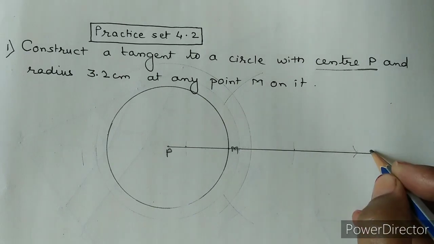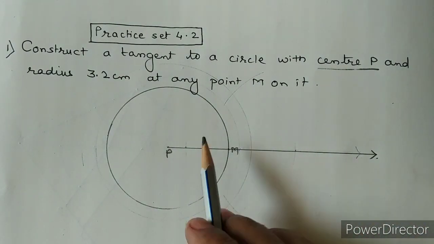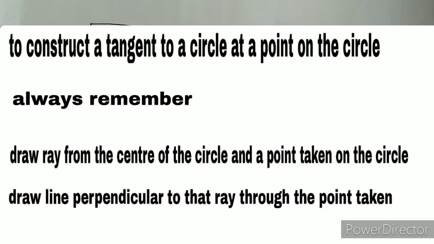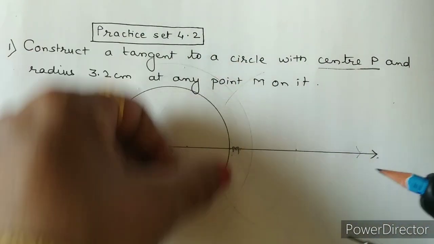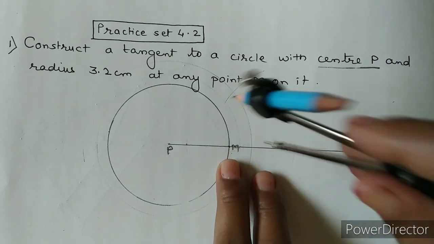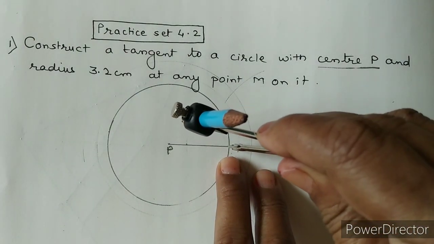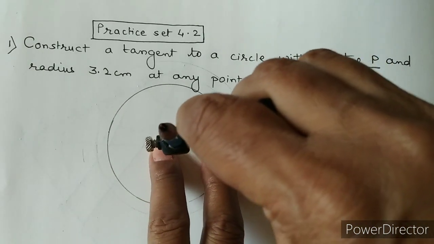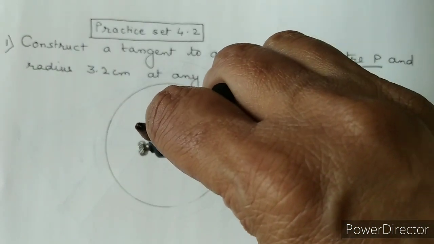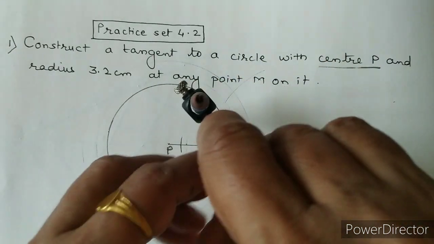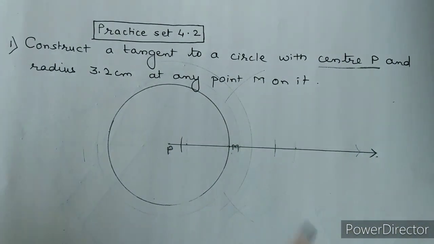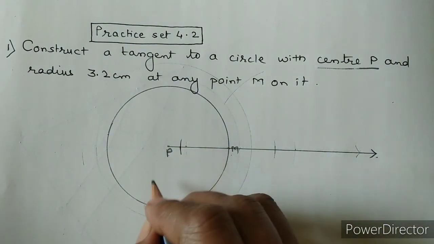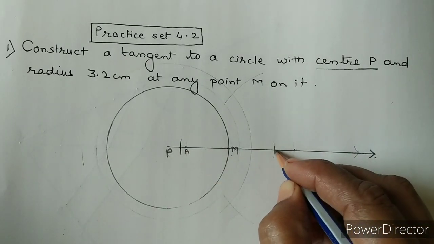Now we have to draw a line perpendicular to this ray PM through point M. For that, what will you do? Take distance between the tips of compass less than this radius. Less than radius. Draw two arcs, here to the left of M and to the right of M. Now here we get 2 points. Label them as A and B.